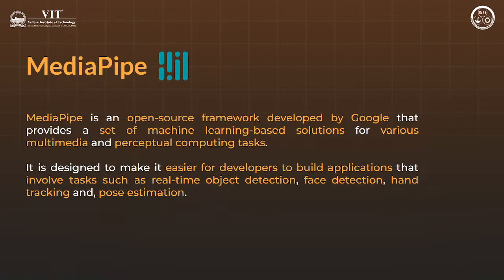Moving on, we have MediaPipe. MediaPipe is another open source framework developed by Google that provides a set of machine learning based solutions for various multimedia and perceptual computing tasks. It is designed to make it easier for developers to build applications that involve tasks such as real time object detection, hand tracking, and pose estimation.